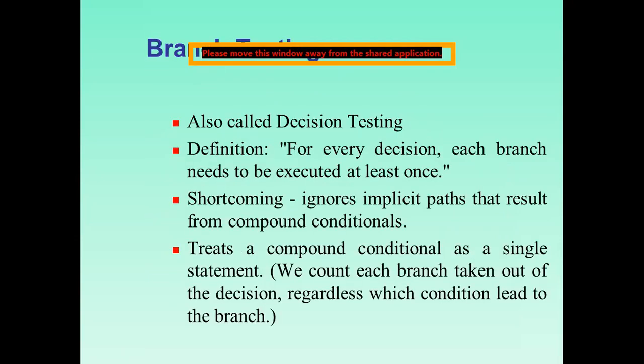Now again here you can see branch testing. So decision testing, again it is called, so for every decision each branch needs to be executed at least once. So if we are checking the condition, if it is okay, then each branch needs to be executed at least once, to get the answer in the form of yes or no. Shortcoming here: it ignores implicit paths that result from compound conditions, and treats a compound conditional as a single statement. Okay, so there may be several conditions or a single condition. So this is called the branch testing.